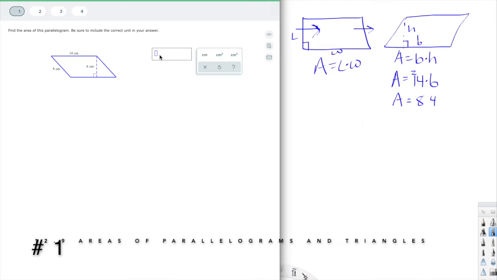And like we were talking about before, it's two things multiplied together. These both had centimeters on them. So we're looking at two dimensions, length and width. So this is centimeters squared.